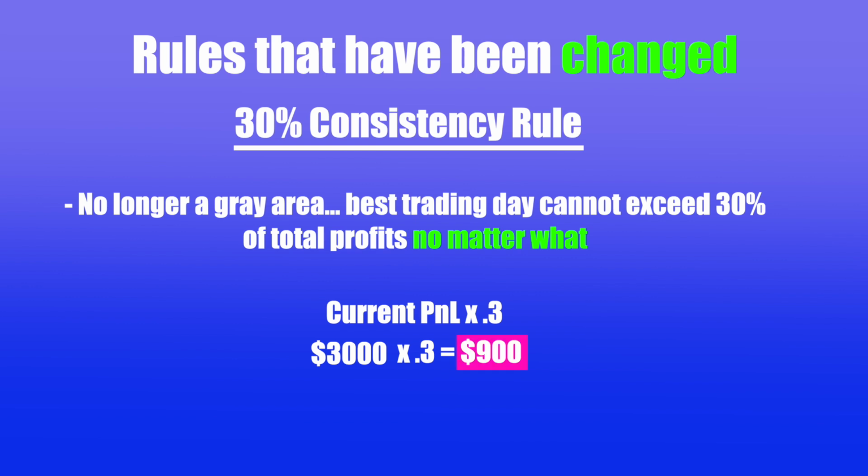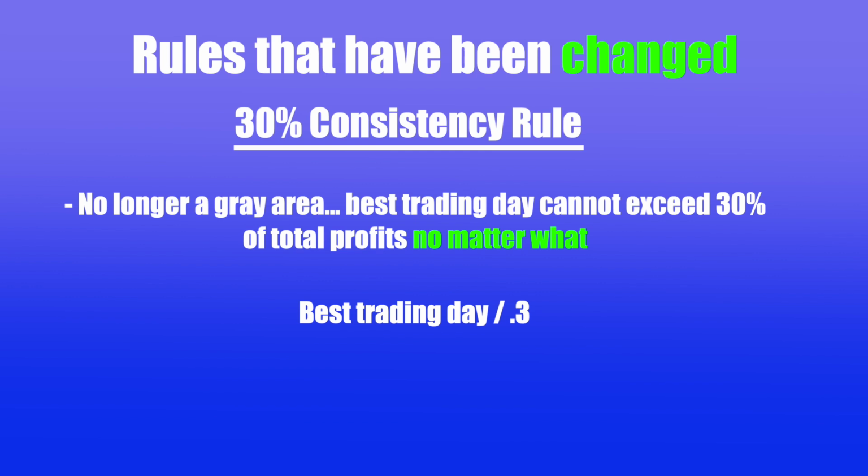But if you've already exceeded the 30% rule, you simply take your best trading day and divide it by 0.3. So say your best trading day was $1,200. 1,200 divided by 0.3 equals $4,000. So you would have to build your overall profits to $4,000 to ensure you're within the 30% rule.